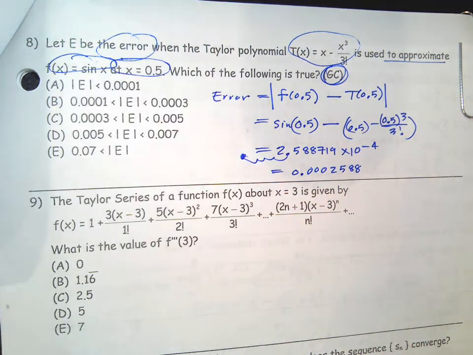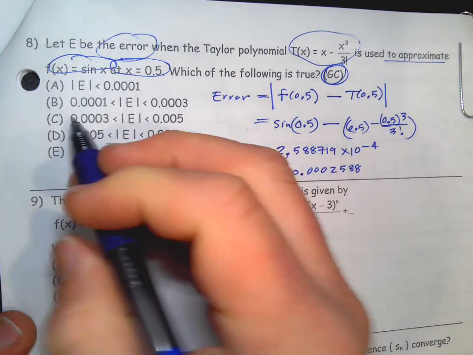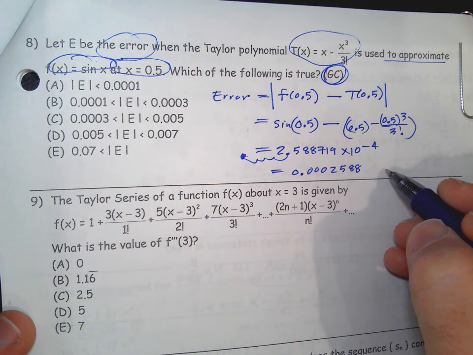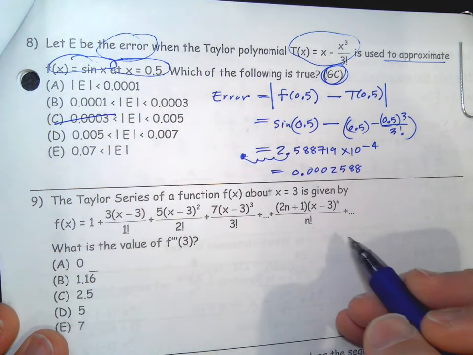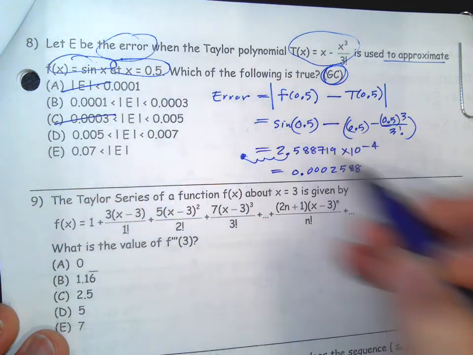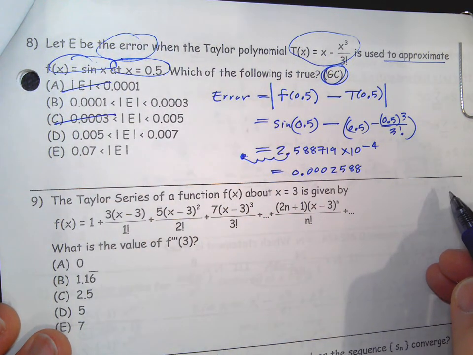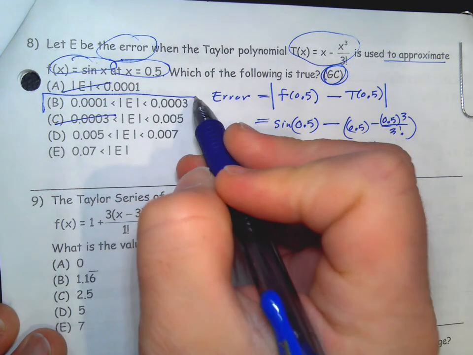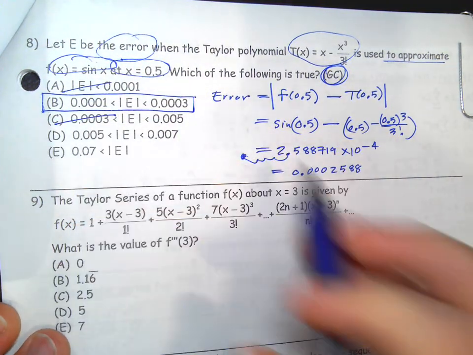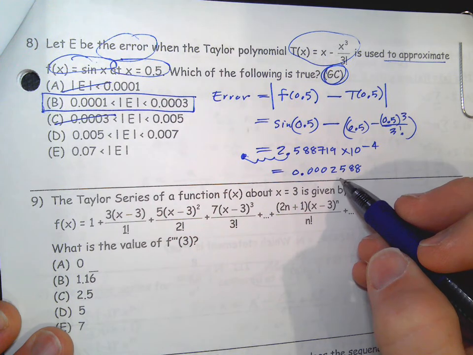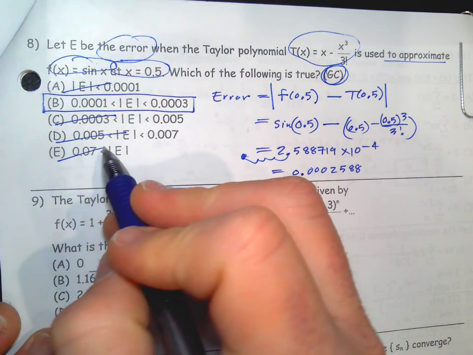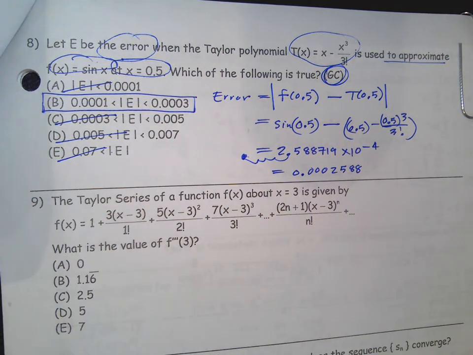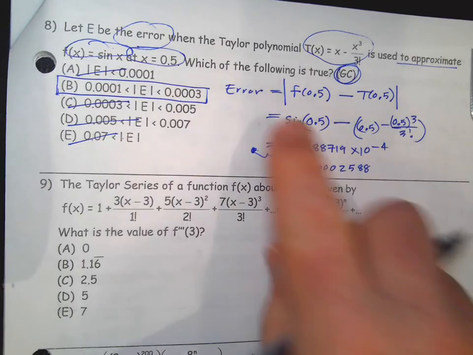So that is the error, and we're trying to figure out what it's between. It's definitely smaller than this. It's not less than 0.001 either way. This looks like the right one. It is bigger than 0.001 and less than 0.003. I mean, that's the one that's closest. It's not bigger than 0.005. It's not bigger than 0.07. So, an interesting question. But that's error. Simple idea: actual value minus estimated.